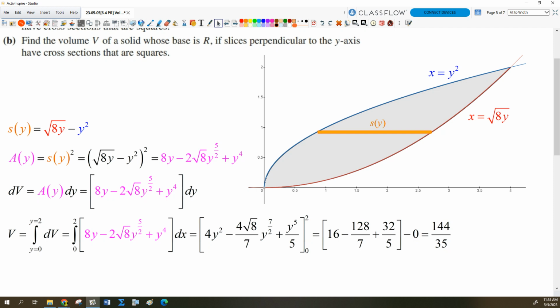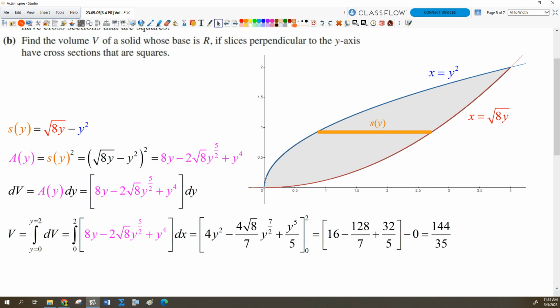Only now, instead of going from 0 to 4 like we did with x's, because we're making our slices perpendicular to the y-axis, they start at y equals 0 and end at y equals 2, okay? So we integrate from 0 to 2, and if you do that integral, integrate term by term, you just get 144/35. So it's a different volume, right? It's bigger.